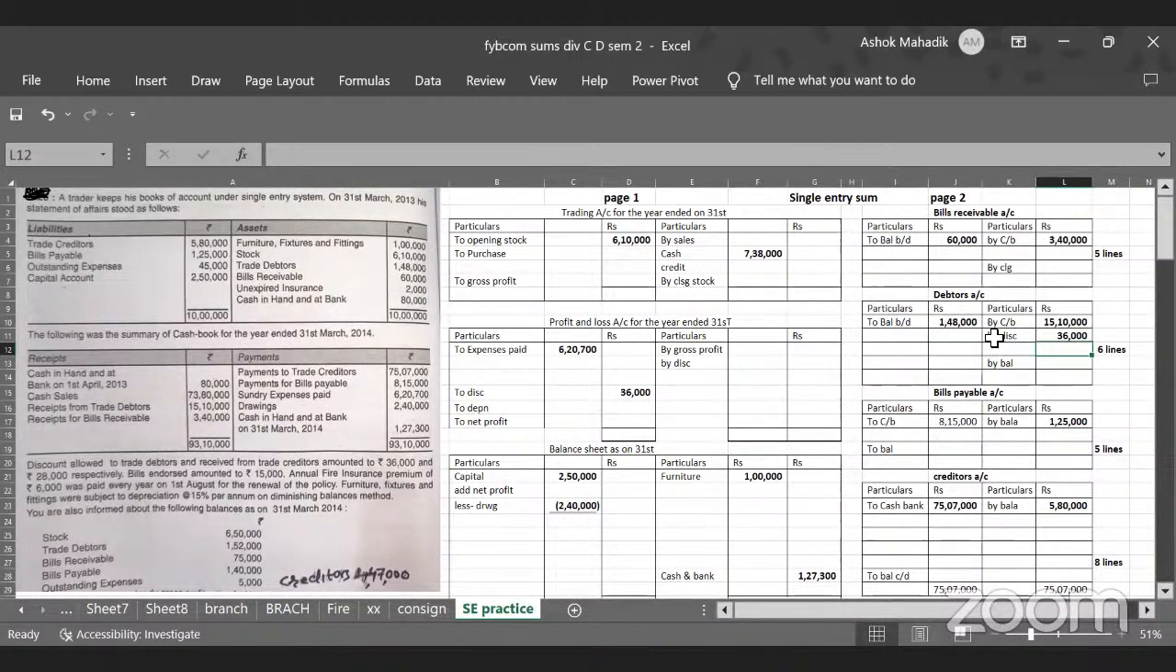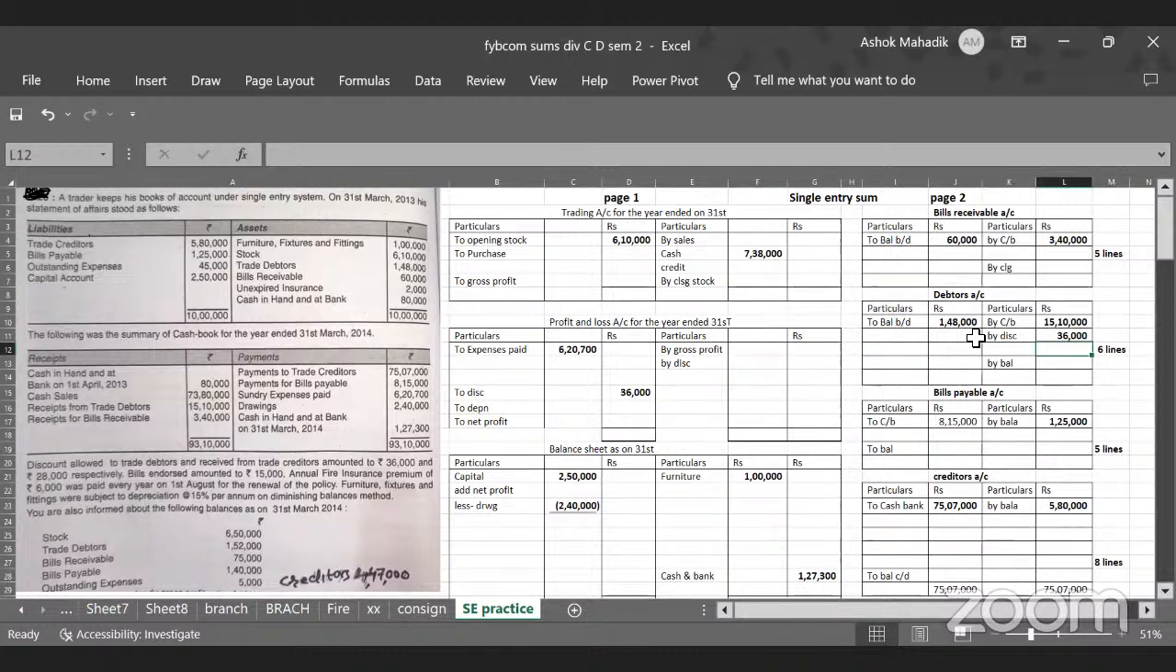Next, discount received from creditors 28,000. In one single line they have given us two discounts: discount allowed and discount received. The first figure is discount allowed, discount allowed by us to our debtors. So it's an expense. In P&L it is on the debit side. So the second effect is in the debtors account on the credit side.